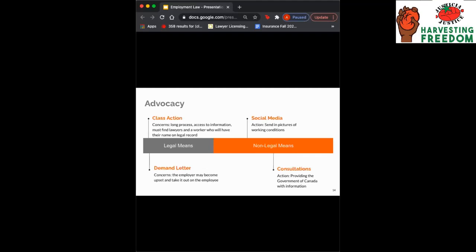So the next legal advocacy we'd want to talk about is a demand letter. Essentially a demand letter can be important because it could prohibit the employer from continuing their actions without having to first proceed with legal action. However, it should be noted that this should also be exercised with caution. The main reason being you don't want the employer to have further reprisals against an employee.